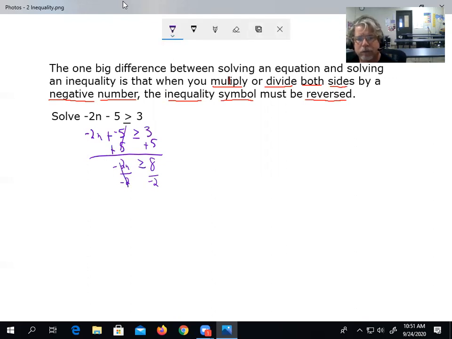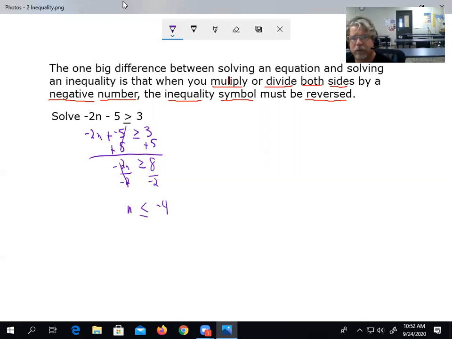So n, but since I divided both sides by a negative to keep the truth, the inequality symbol has to reverse, so it has to change directions. It changes from a greater than or equal to symbol into a less than or equal to symbol. And then 8 divided by negative 2 would be a negative 4. So any number less than or equal to negative 4 should work.